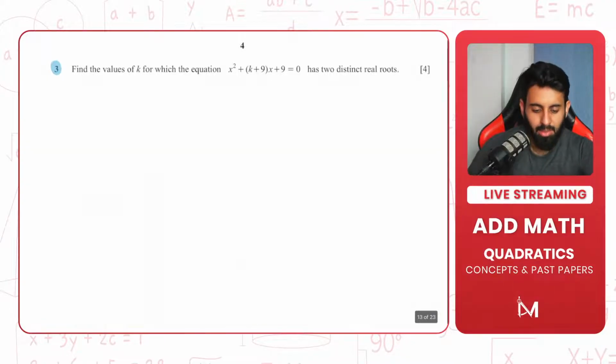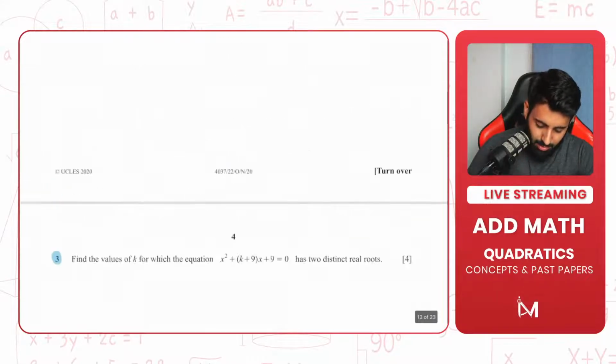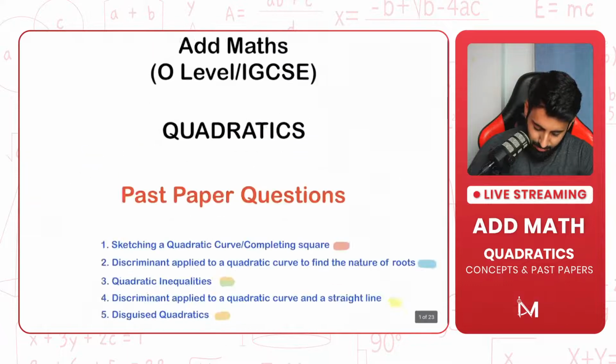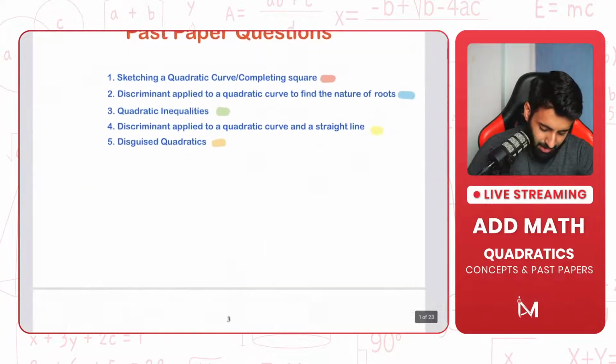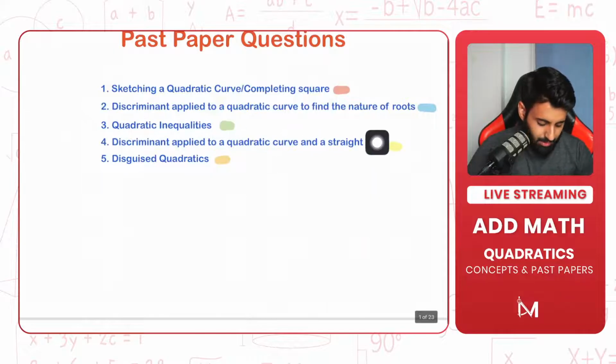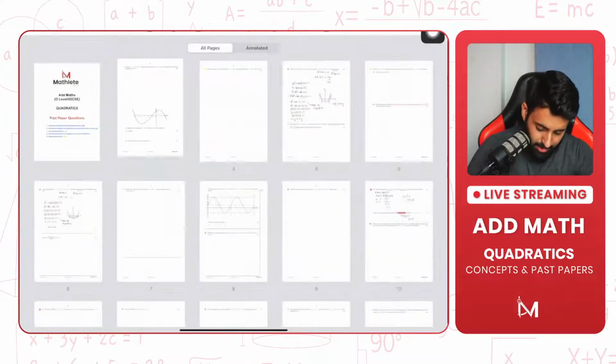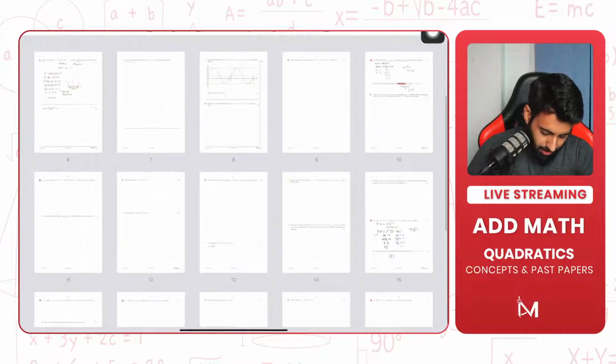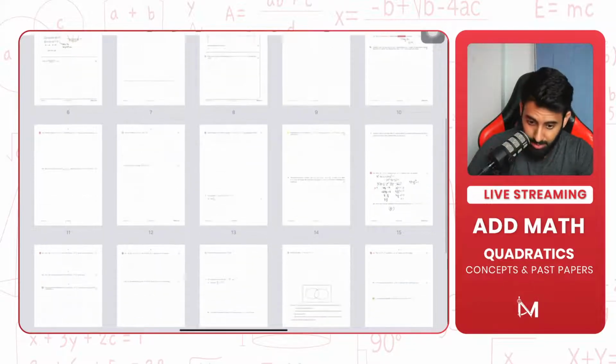What do these color codings mean? So basically I've highlighted the important concepts. Like why is the 3 blue? If you look at the first page, you will notice that I've highlighted the main concepts, and I've seen the questions, and most of the questions will revolve around these 5 concepts only. So whichever question has this concept, discriminant applied to a quadratic curve to find the nature of roots, that is what I've highlighted in blue.